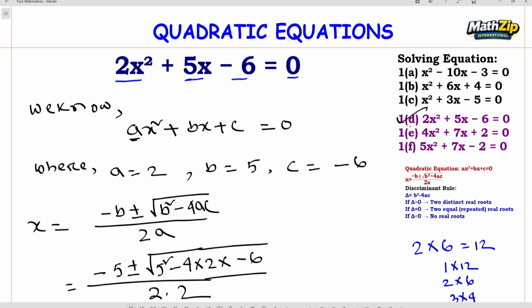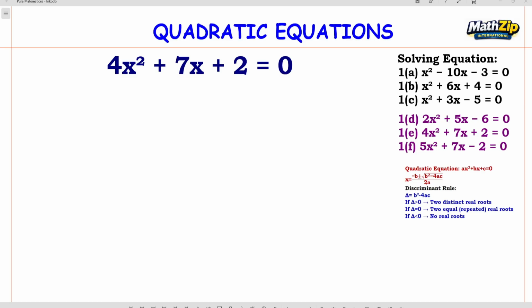So 1D. We already finished 1A, B, C in the last video, and in this video we are starting from 1D. Now we are going to solve the next math: 4x² + 7x + 2 = 0. So what do you think? Will we use the quadratic equation general formula or simple factorization? Look, simple factorization is not possible because here is a 4 and here is a 2, both positive. It will combine to 8, right?